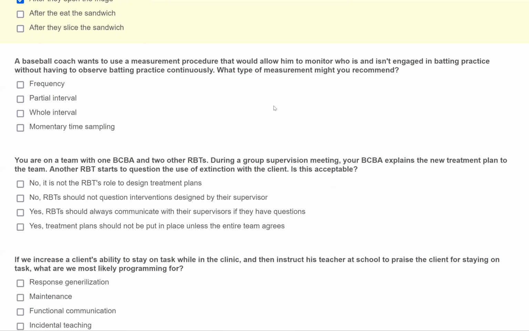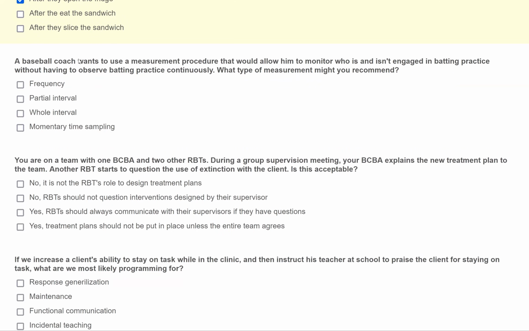He wants to measure a group who is and isn't engaged in batting practice, but he doesn't want to have to observe batting practice continuously. What can we immediately eliminate? We can eliminate continuous measurement. Frequency, duration, rate, latency, IRT, they're out. If we look at A, we have frequency, so we can get rid of that. It leaves us with partial interval, whole interval, and momentary time sampling.